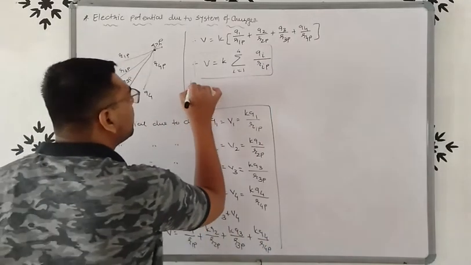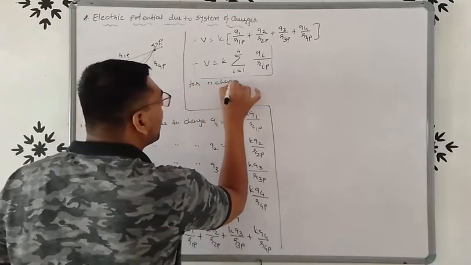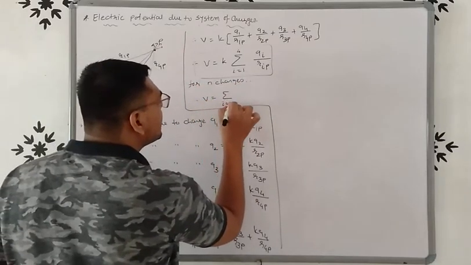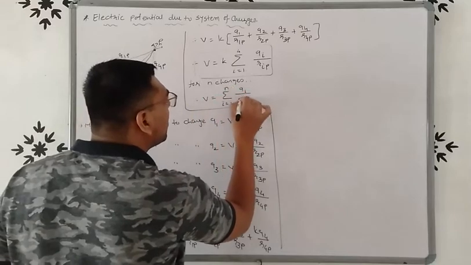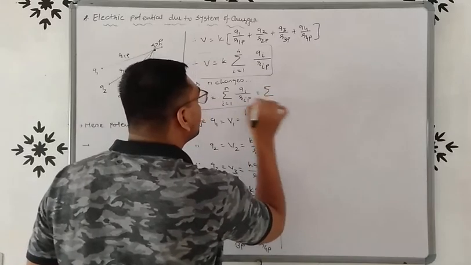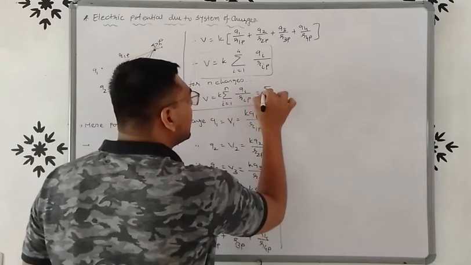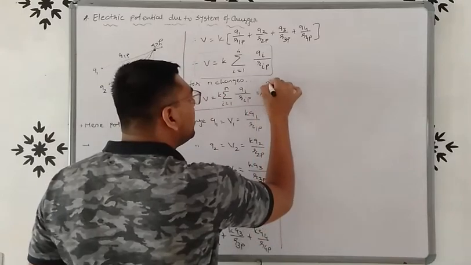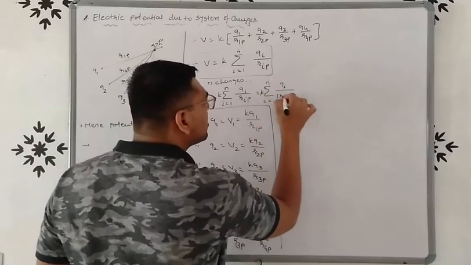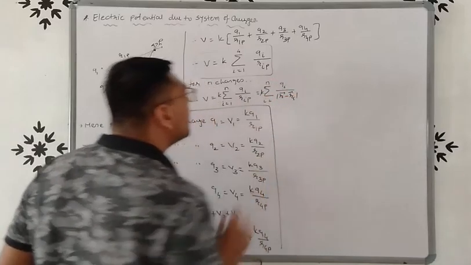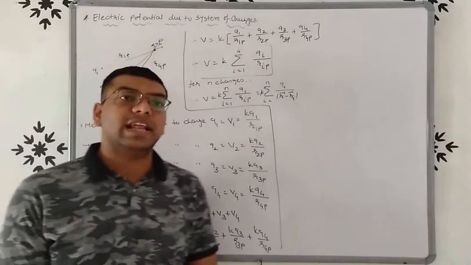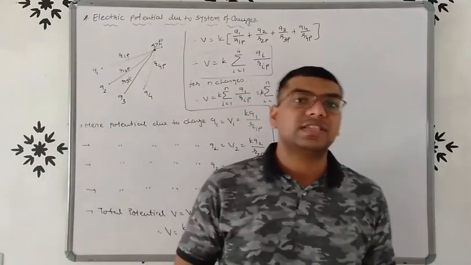Or also, friends, for n charges the equation will be V equal to K sigma i equal to 1 to n Qi upon RiP. Instead of RiP you can also write the magnitude of R minus Ri. So this is the equation of electric potential due to a system of charges.